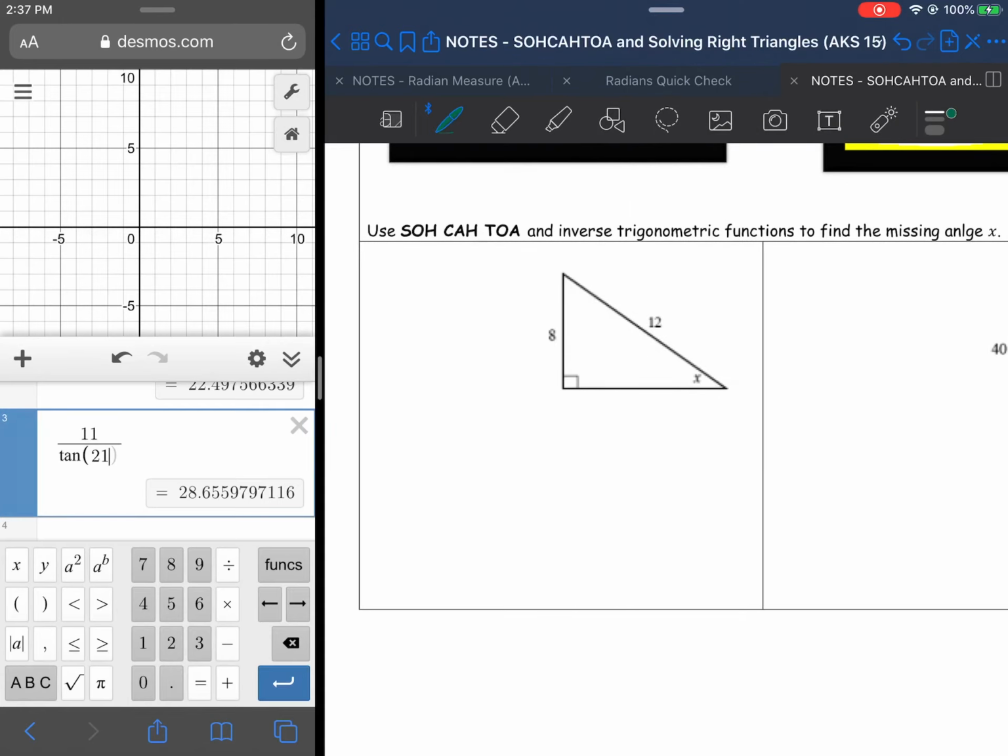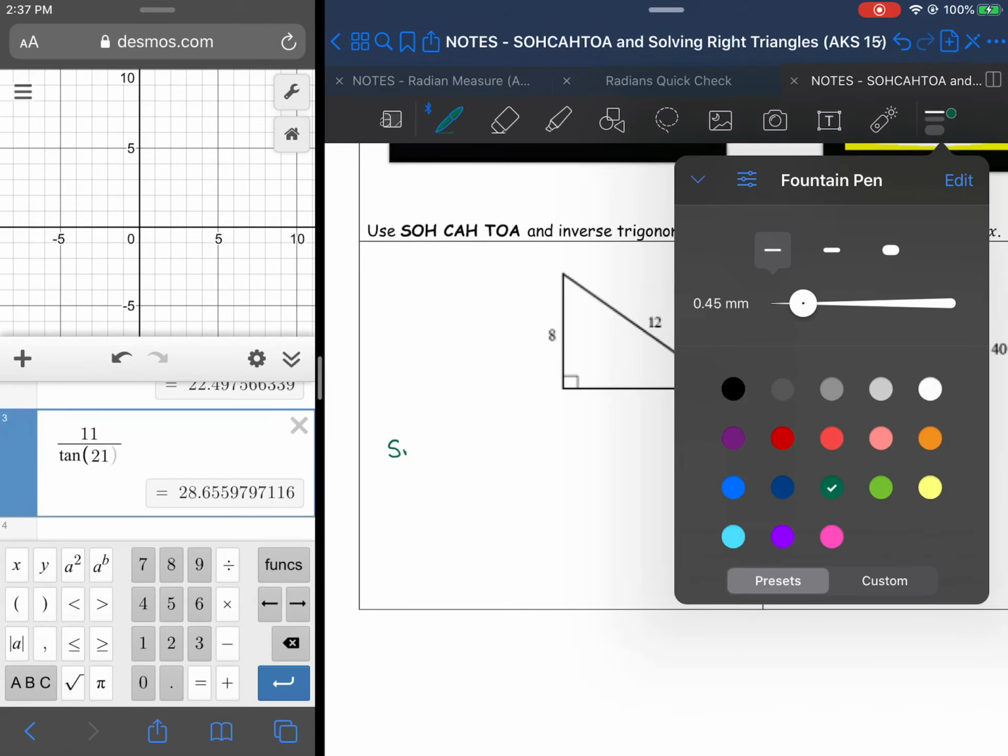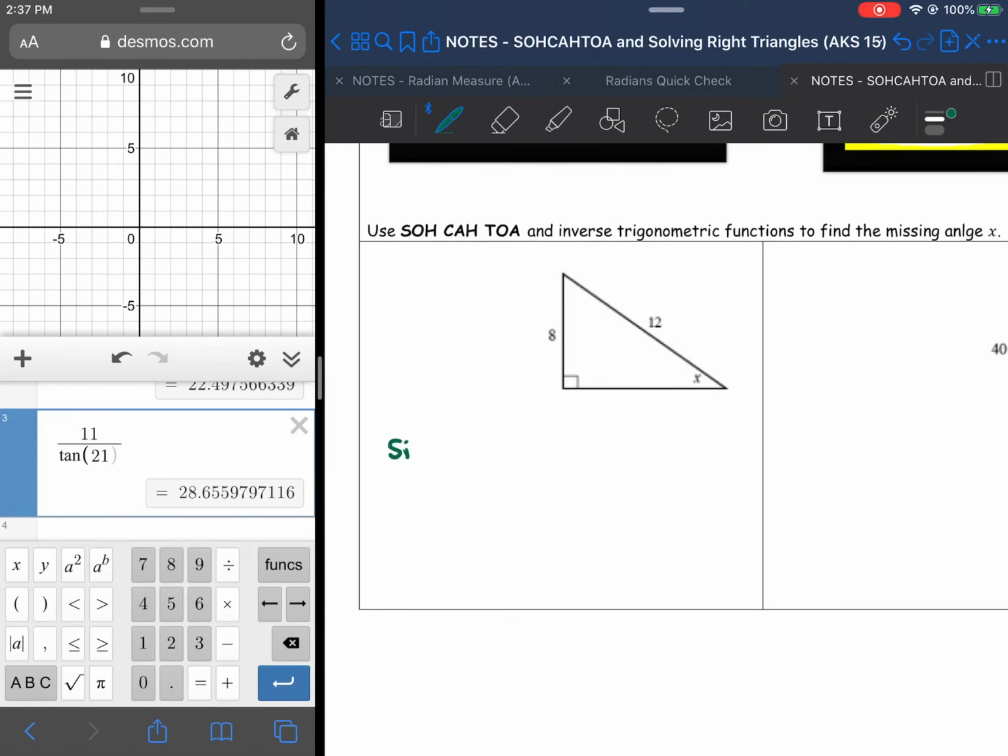So relative to x, we have the opposite leg, and we have the hypotenuse. Again, 12 is the hypotenuse because it's directly across from the 90-degree angle. So we could say that the sine of x, because we don't know the measure of x, that's what we're trying to find, is equal to 8 over 12. Well, if I want to isolate for x, I need to get rid of sine. So we would take the inverse sine of both sides. So the inverse sine of the sine of x, and again, this is an equation, so we also take the inverse sine of the right side as well.